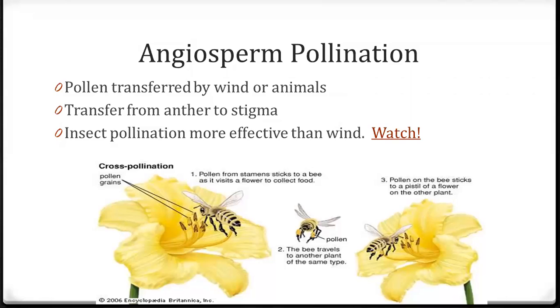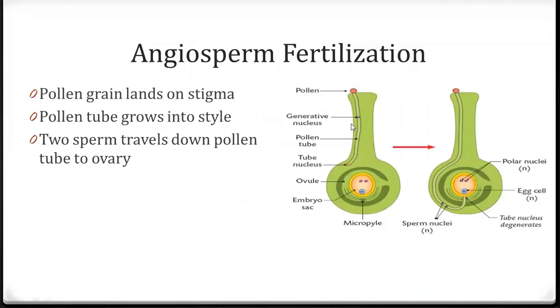Okay, so the pollen is transferred by the wind or by animals, and it's transferred from the anther to the stigma. So remember, the anther is the male part and the female part is the stigma. Insect pollination is much more effective than wind. That's why bees and other pollinators are really important. So I'll attach this little video you can watch.